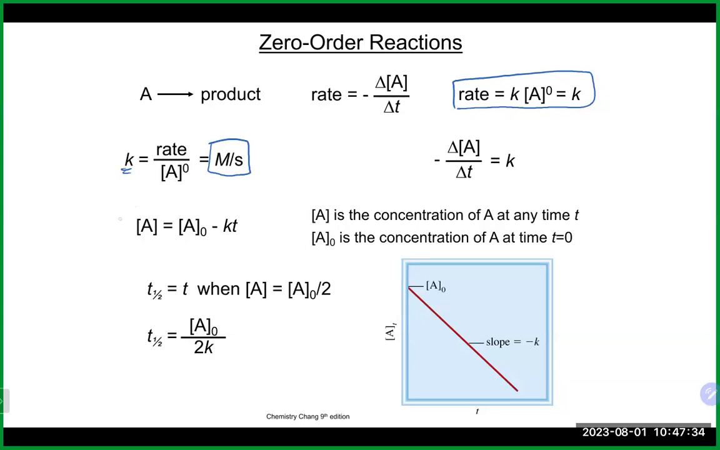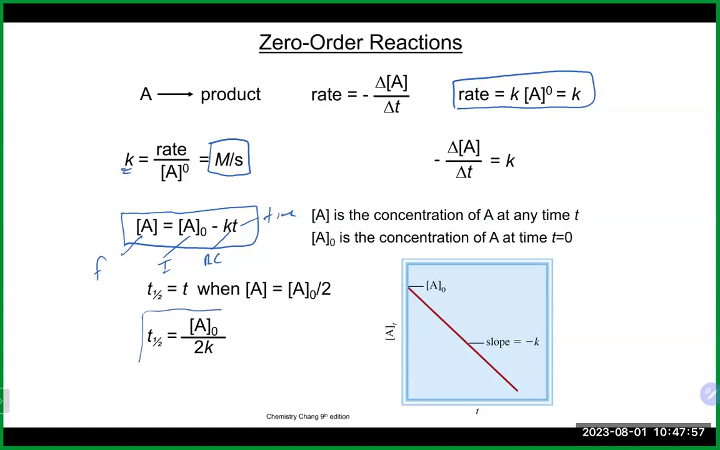This has an integrated rate law which looks just like the first order one, except there is no natural log happening here. So this is the concentration of A is equal to concentration A naught minus KT. Once again, these are still the same things. That's our final, that's our initial, that's our rate constant, and that is our time, right? As we go through there.